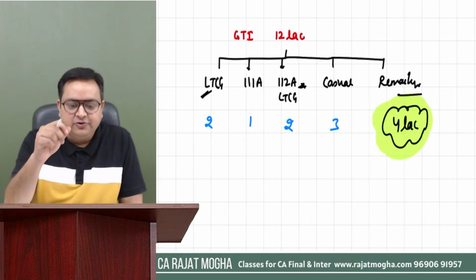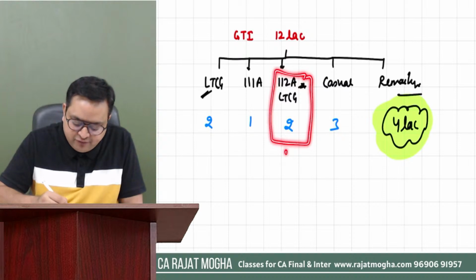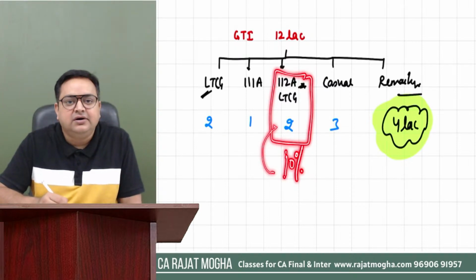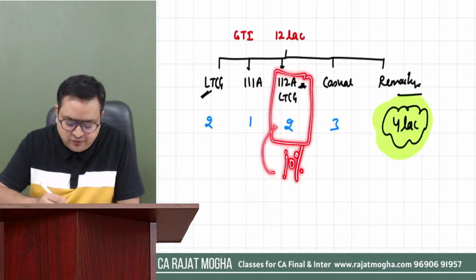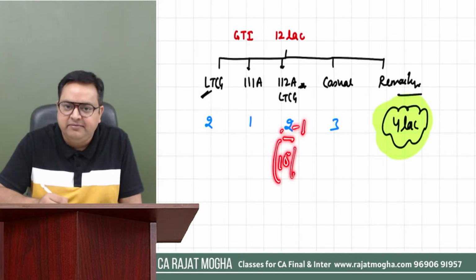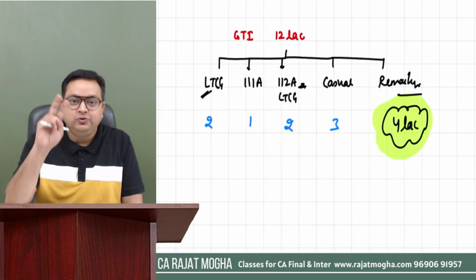Okay. You can ask me a question. Sir, in 112A, we understand that we have to pay tax at a rate of 10%. Sir, but that tax is on the amount in excess of 1 lakh rupees. So here 10% will be on the excess over 1 lakh. We will deduct 1 lakh from it, and only on the remaining 1 lakh we will charge 10%. So is our 112A 1 lakh or 2 lakh? No, it is 2 lakh.